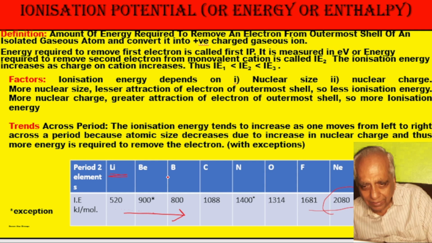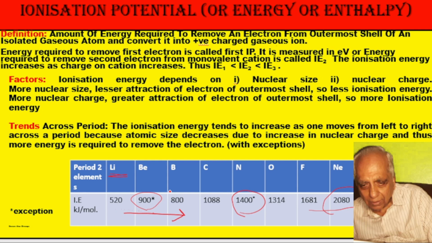Now this is an exception. It has come much more compared to 800. It should have been somewhere in between the two. Here also, always the second and fifth periods show certain anomalies. This is also much more compared to this one. It should have been somewhere between 1000 and 1300. So these two we are calling exceptions. But in a nutshell we can say that across the period the energy increases. So ionization energy increases from left to right.